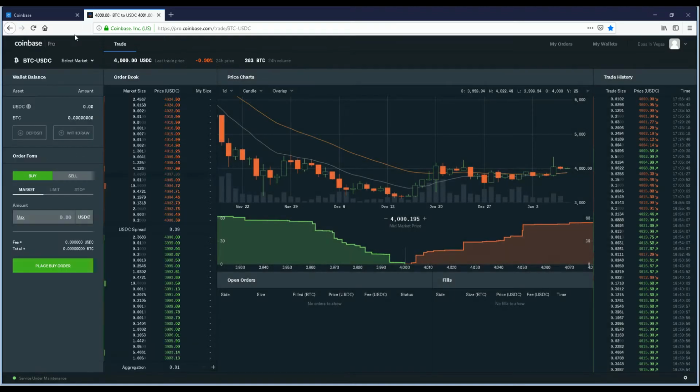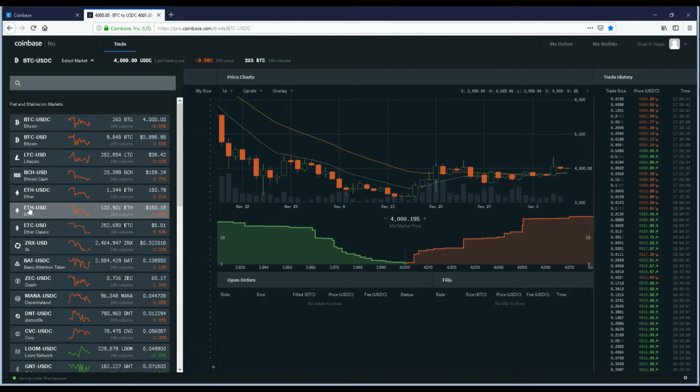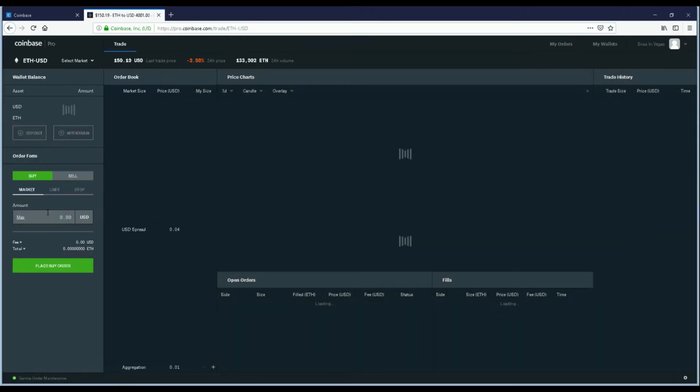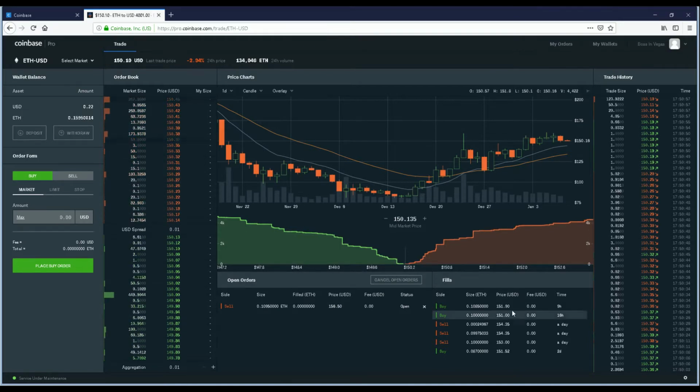Okay, so you could see it says each coin: Bitcoin, Litecoin, Bitcoin Cash, Ether, and US dollar is the one you want to click on. Okay, so now let's just click on Ether, for example. Now, first, before we get into this, you can see here this is where I've been making some of my trades, but we'll get into that in a minute.